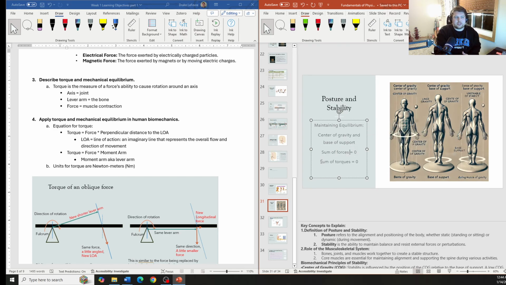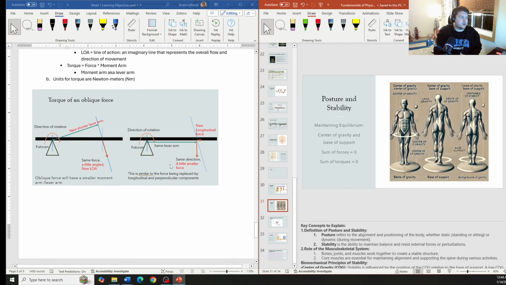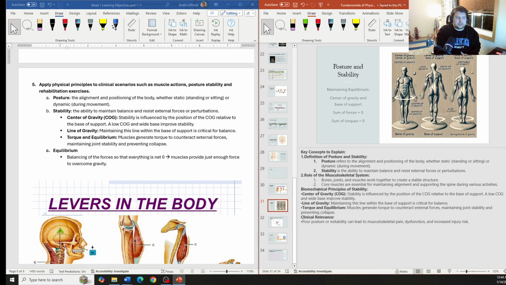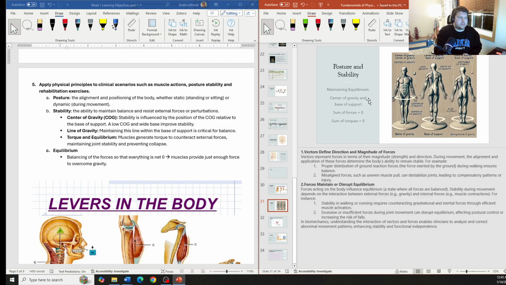So we get a sum of forces when we're not moving. The sum of all the forces is 0. Sum of all the torques is also 0. There's a bunch of vocab down here: posture, stability, center of gravity, line of gravity, torque, and equilibrium. Some of these points are very important when it comes to chiropractic, like center of gravity. This is where the center of us is, so our force is being primarily located, going directly down towards the ground. And that becomes important when we start talking about adjusting somebody, because you want to use physics to your advantage when you go to adjust. But you'll talk about that more in the future.